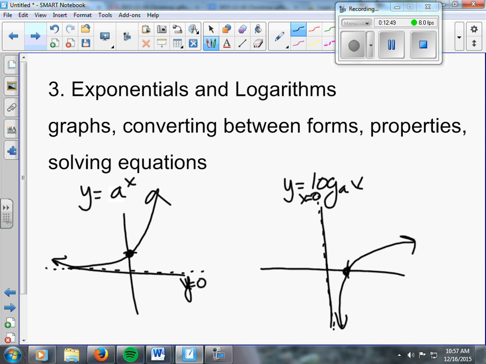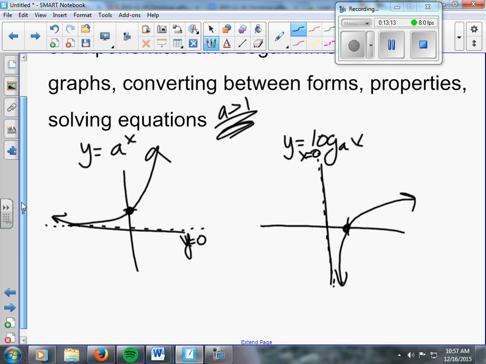So be sure to be able to graph exponential and logarithmic equations. Know the properties of both. Oh, by the way, these are only for a more than 1. When a is less than 1, we don't have increasing functions, we have decreasing functions. The shapes are the same, but they would actually flip over the axes. And you can look those up if you want to.